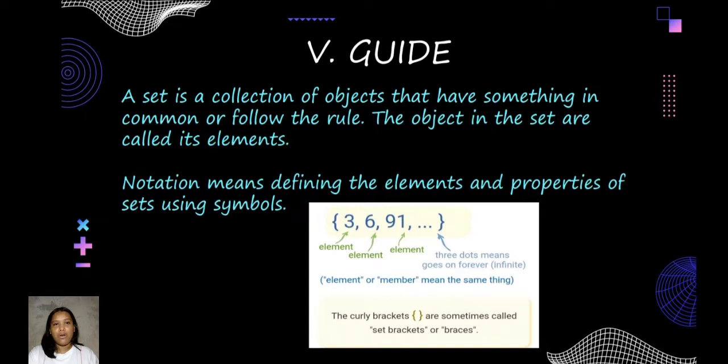Now that you all understand what a set is, let's proceed to the types of sets, but before that, I will describe first the notation. Notation means defining the elements and properties of a set using symbols. We simply list each symbol or member separately with commas and then put curly brackets around the whole thing. You can see it in the picture.